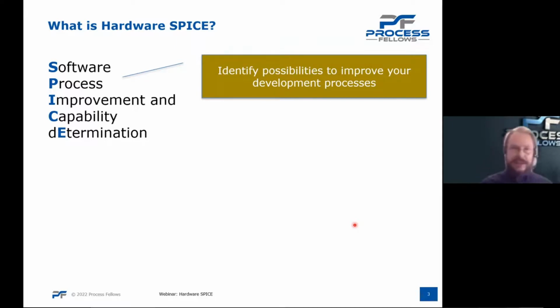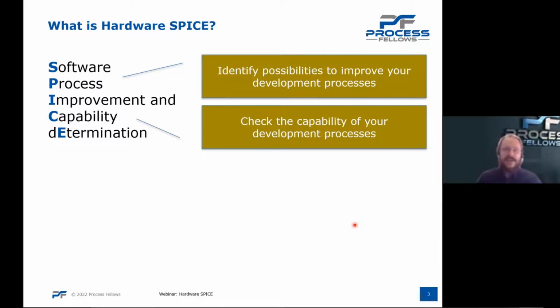But on the other side, there is a second idea of SPICE, and this is to check the capability of your development processes. So to have a kind of rating at the end to tell you, okay, you only have basic processes here, or you have really established, performed processes, so you know what you're doing. And this is where you see different capability levels defined in SPICE to be able to measure the capability. And this is typically more the external view, where the customer can see whether you are able to reach a certain capability.